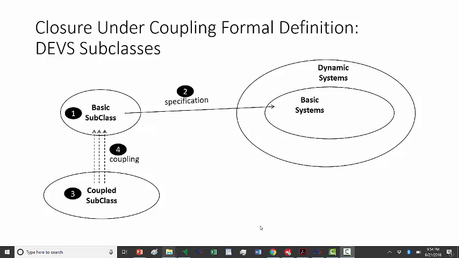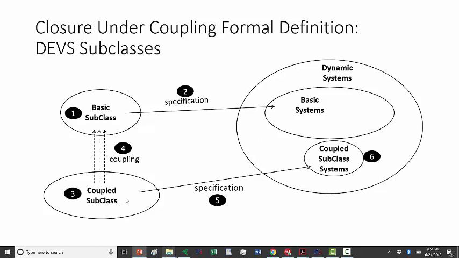Let's take a more formal look, although not fully formal, but graphically, into how closure and decoupling actually can be proved. Let's consider DEVS subclasses. So we have a basic subclass of DEVS, and using DEVS specification, it specifies a subclass of dynamic systems. We also have coupling, and this leads to a set of possible coupled models based on the subclass.